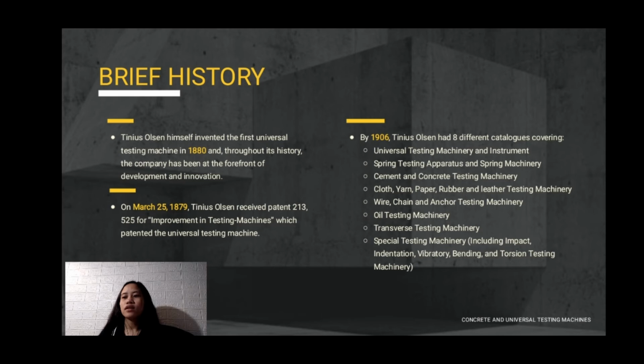So, by 1906, Tinius Olsen had 8 different catalogs covering universal testing machinery and instrument, spring testing apparatus and spring machinery, cement and concrete testing machinery, cloth, yarn, paper, rubber, and leather testing machinery, wire, chain, and anchor testing machinery, oil testing machinery, transverse testing machinery, and special testing machinery. So, meron po ako ipapakitang video para po mas maintindihan po natin yung history ng universal testing machine.